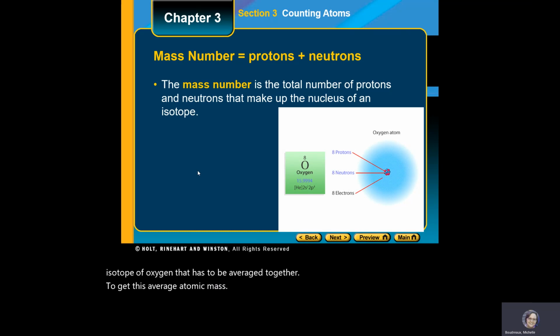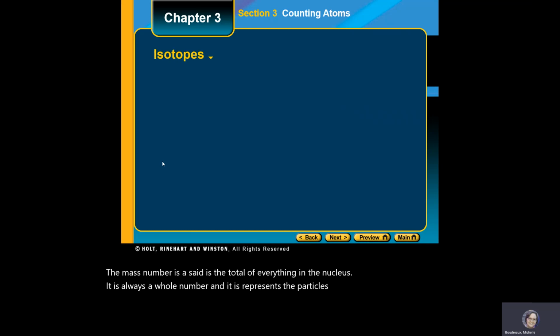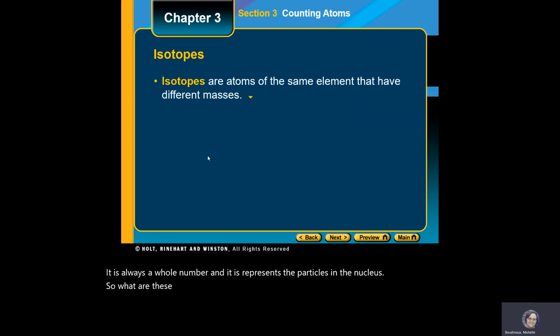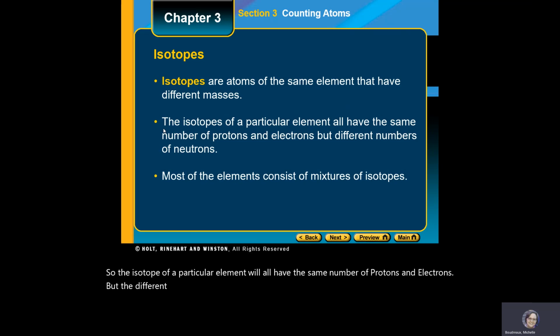The mass number, as I said, is the total of everything in the nucleus. It is always there, and it represents the particles in the nucleus. So what are these things that are different? If you have the same element, 2 atoms of it have different mass, that means the number of neutrons is different. And we call those isotopes. The isotopes of a particular element will all have the same number of protons and electrons, but the different isotopes will have different numbers of neutrons. And almost every element consists of mixtures of isotopes.